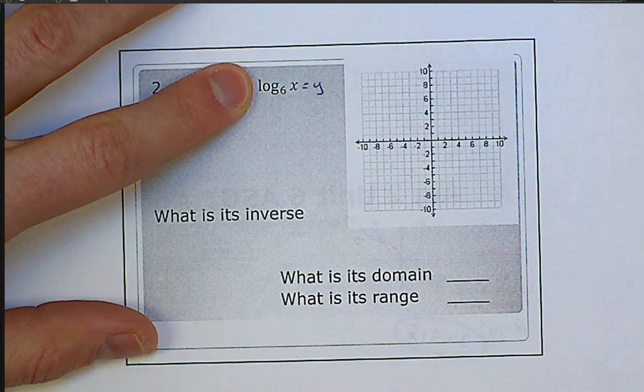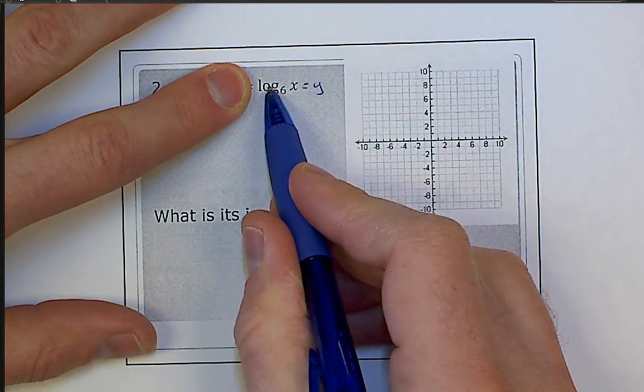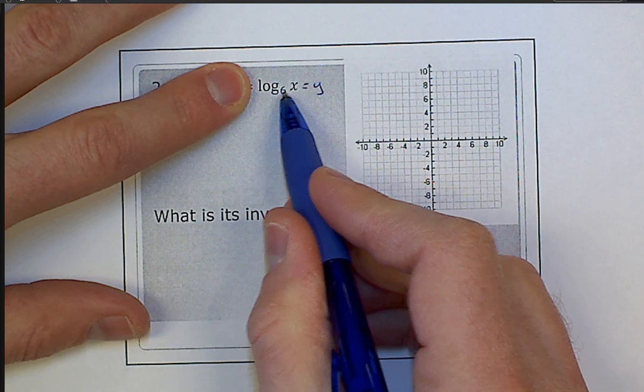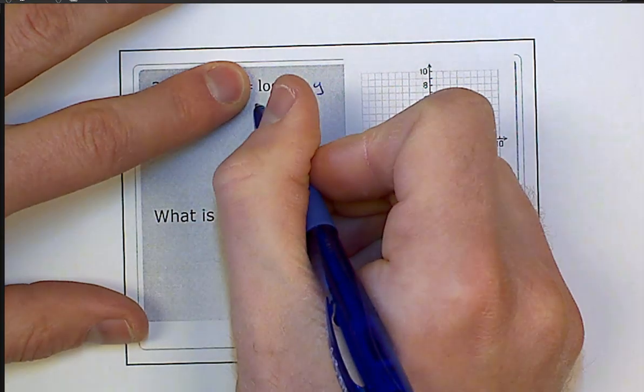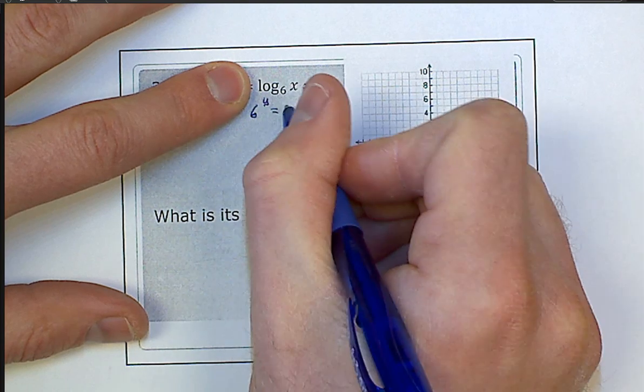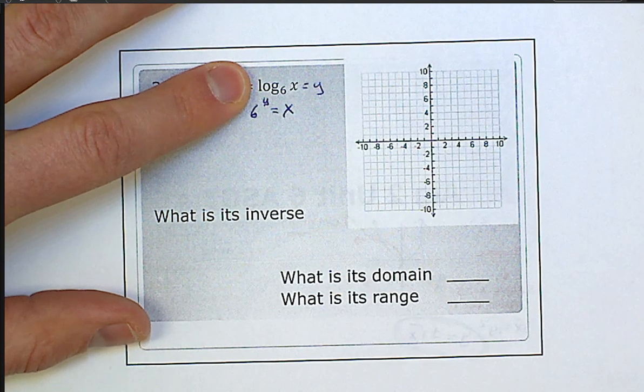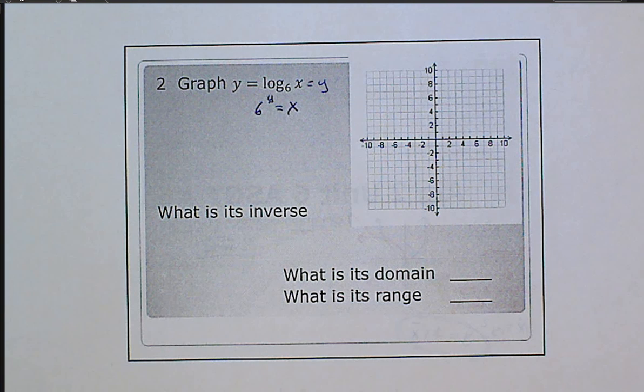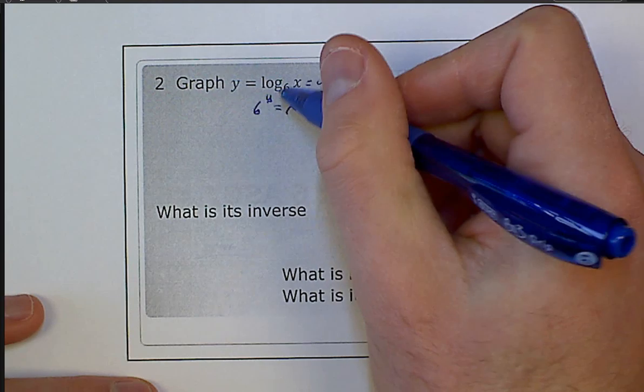And then log means what power on 6 equals x. So what power on 6 equals x. And that's how we would rewrite that log function. Now again, that's not the inverse, that's just rewriting it into exponent form.